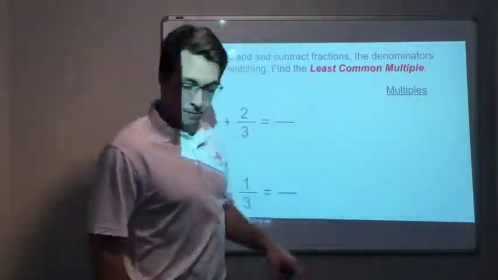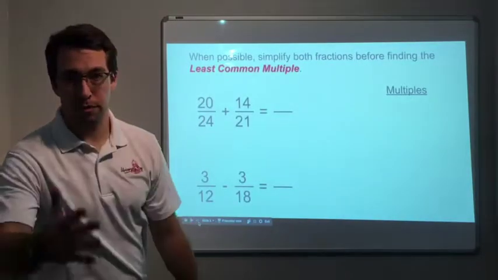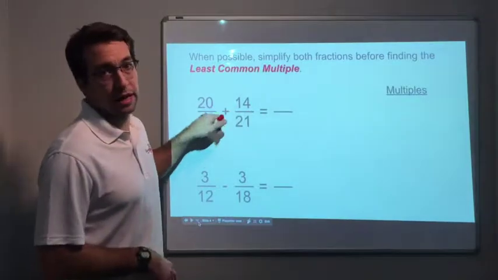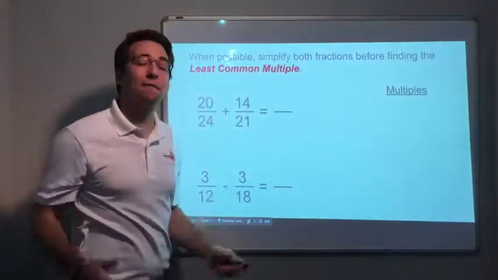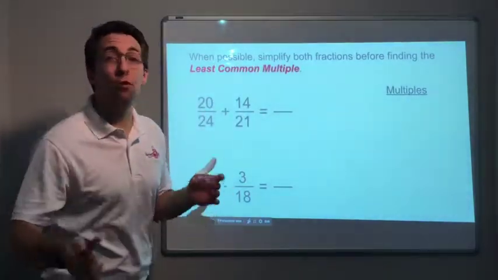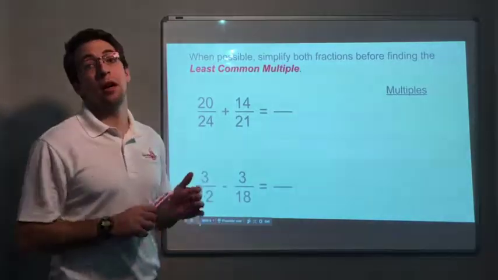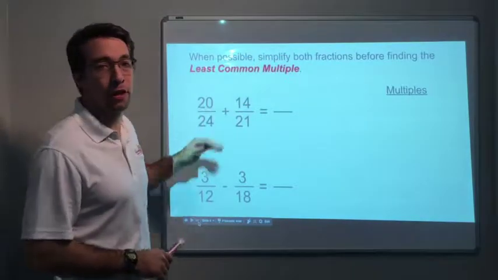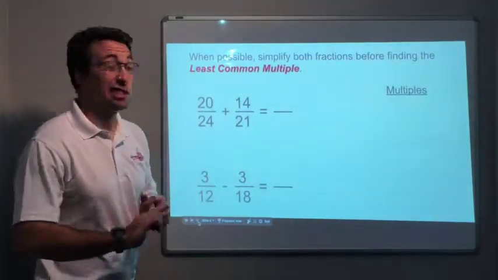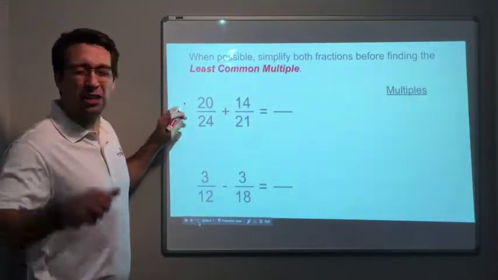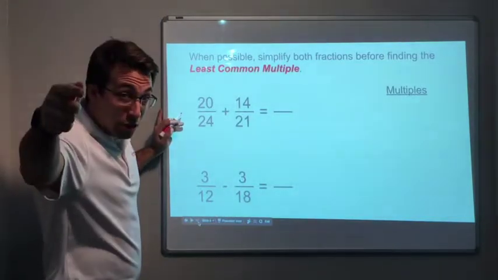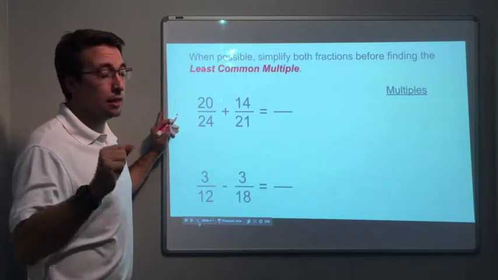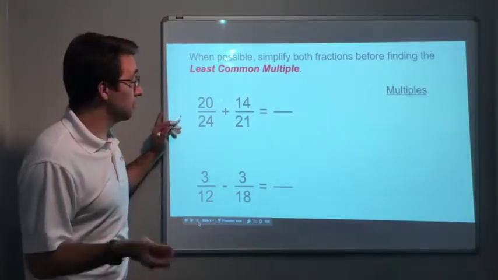All right. I believe we have the last two problems. These are bigger numbers. When possible, simplifying both fractions before finding the least common multiple is helpful. So when possible, simplify the fractions first. Watch the video on simplifying, reducing fractions. This is going to help. You need the greatest common factor.